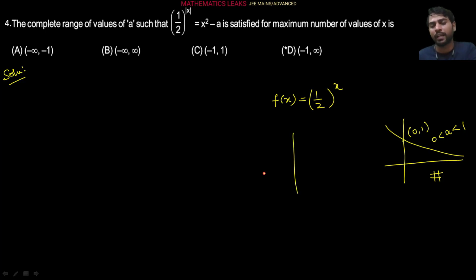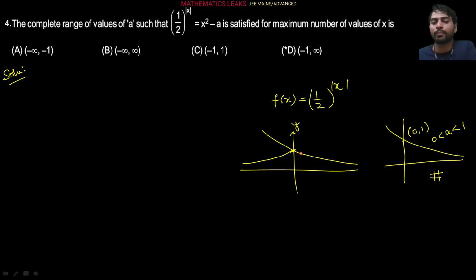So its graph will be coming like this one. This kind of figure will be there, right? Now x is having modulus here. So what will happen here? Whatever graph on the right side of the y-axis is available, that graph's mirror image about the y-axis we will make on the left side of the y-axis here.